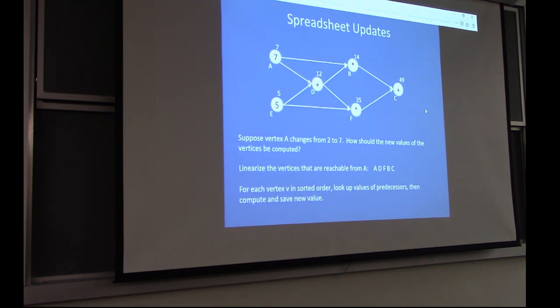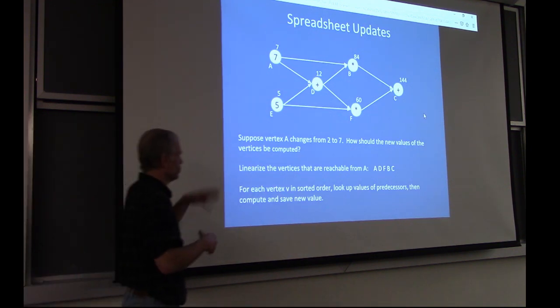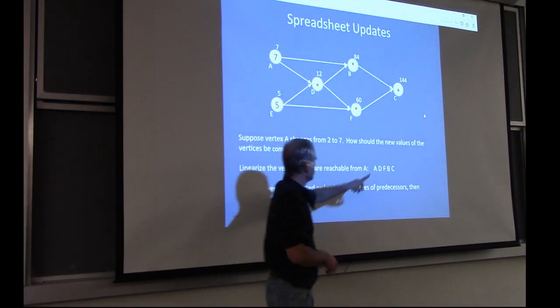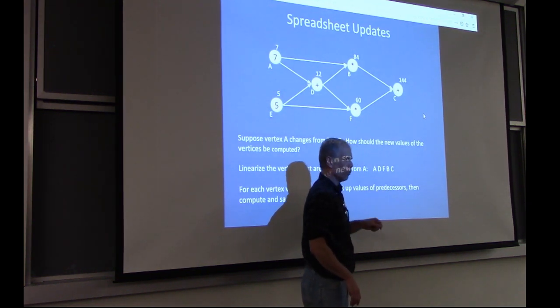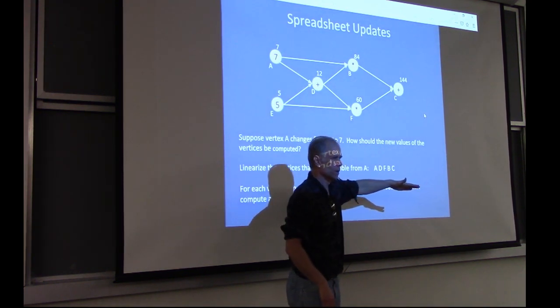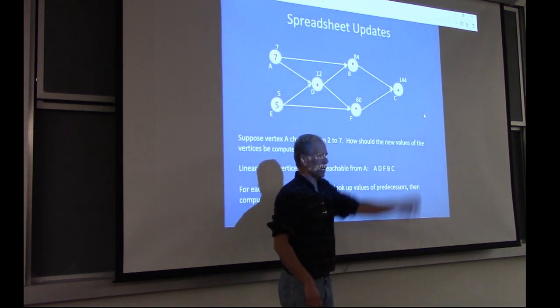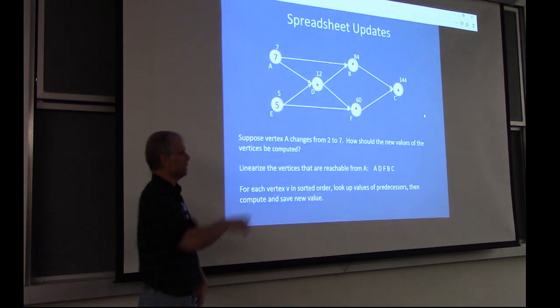Now it says to look at F. So F looks back and says, okay, I got to multiply 12 and 5, and it gets 60. B says, all right, I got to multiply A and D. It gets 84. And then C looks back and says, okay, I got to add 84 and 60 and get 144. So we did the depth-first search to do the topological sort. And then we do a simple calculation, non-recursive, boom, boom, boom, boom, boom, on the vertices in topological order. And we fill in the values, we update all the values that need to be updated.